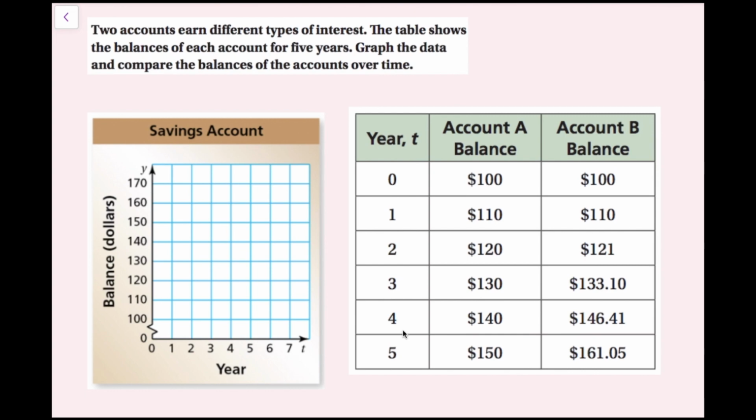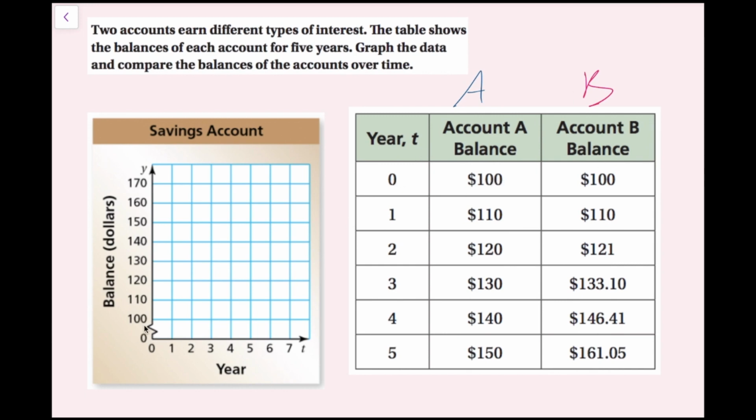That's going to be our input value, and then our outputs for account A will be here, and then our outputs for account B will be here. So I'm going to do account A in blue, and then account B in pink, so it's easier to tell on the graph. So I'm just going to plot these ordered pairs for account A. So first I'll do 0, 100.